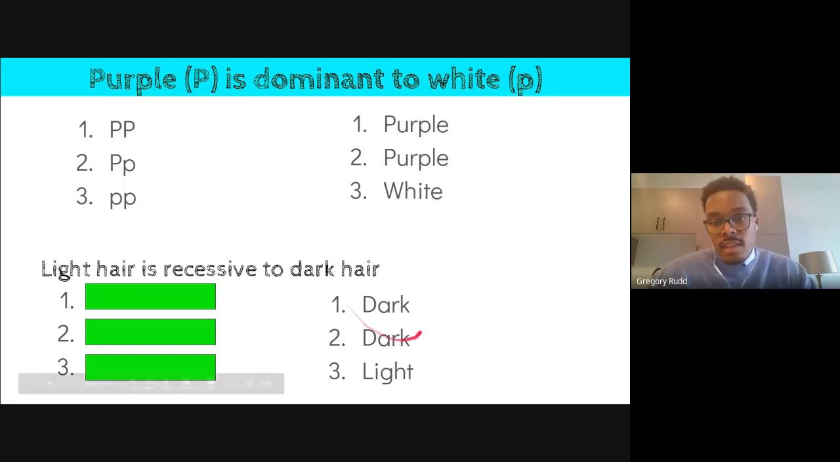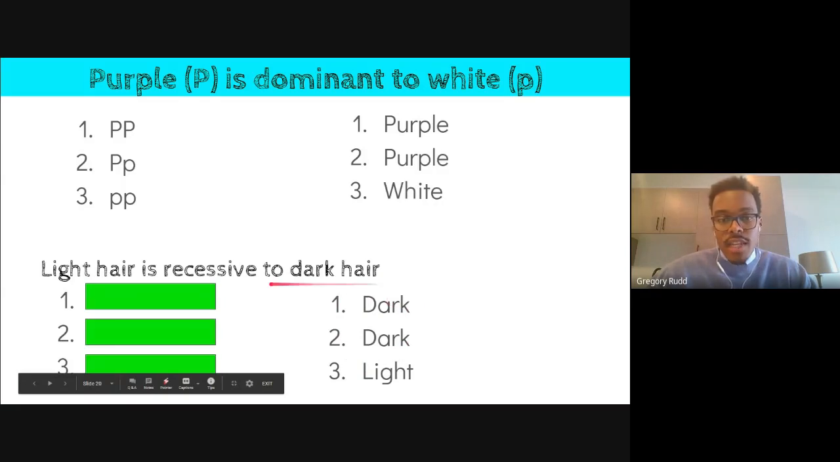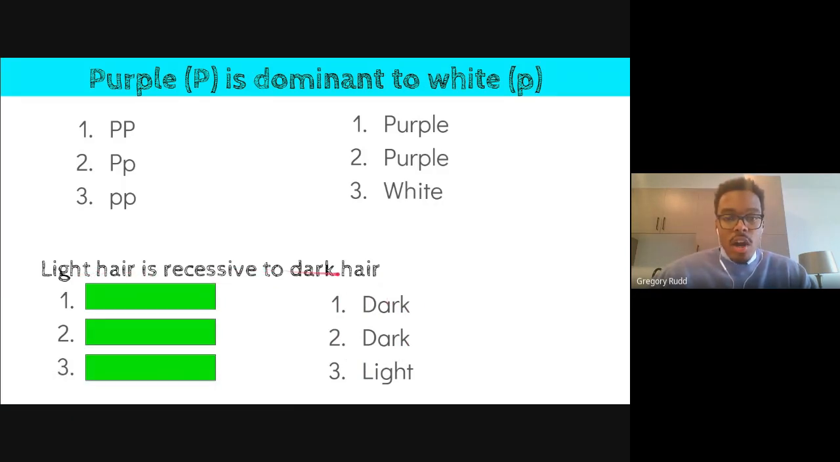Okay, so in this case, we are given the phenotypes, and I want you all to give me the genotype. It says that light hair is recessive to dark hair. So let's just use the letters H. The letters don't really matter. We can assign any letter. So let's use the letters H.